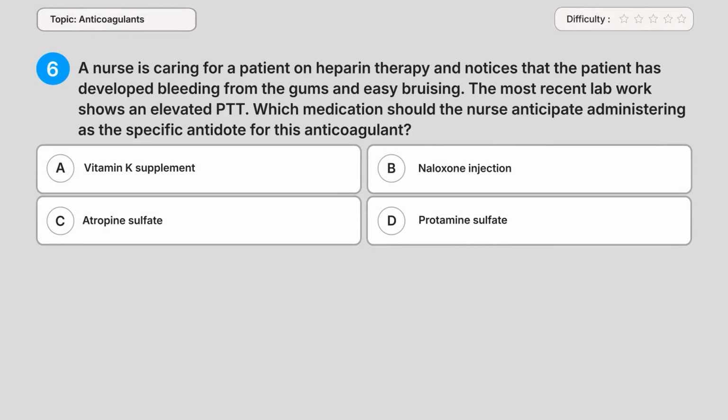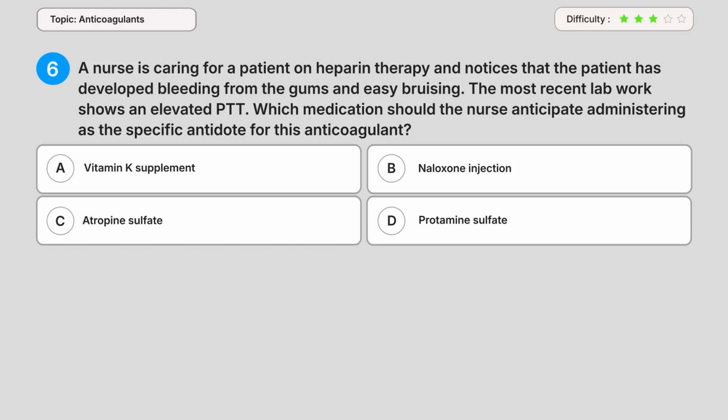6. A nurse is caring for a patient on heparin therapy and notices that the patient has developed bleeding from the gums and easy bruising. The most recent lab work shows an elevated PTT. Which medication should the nurse anticipate administering as the specific antidote for this anticoagulant?